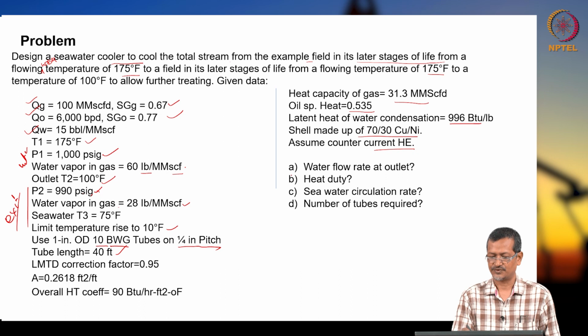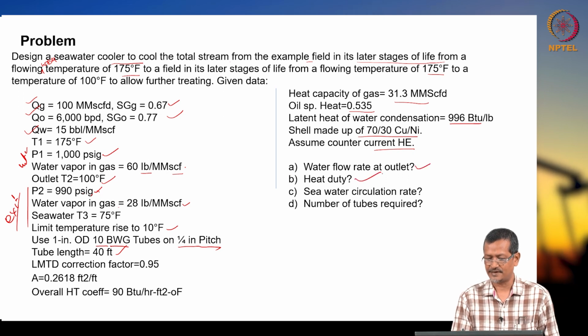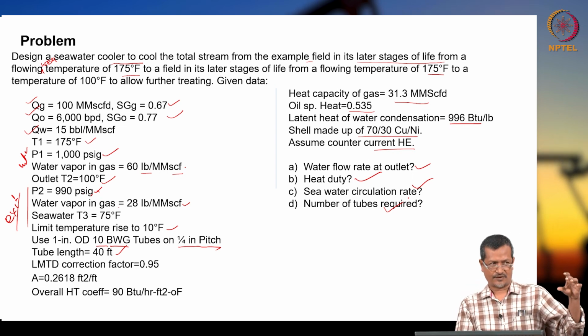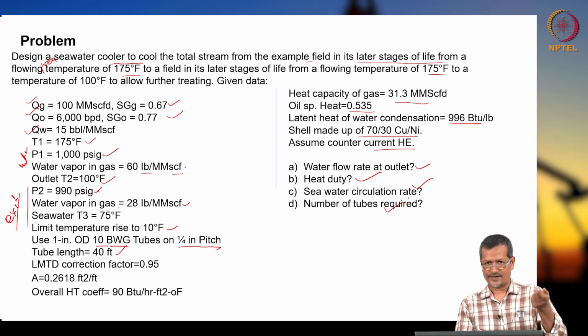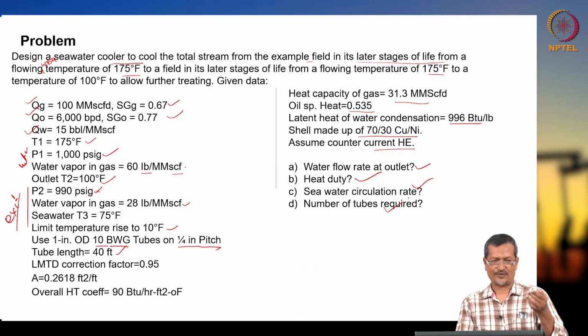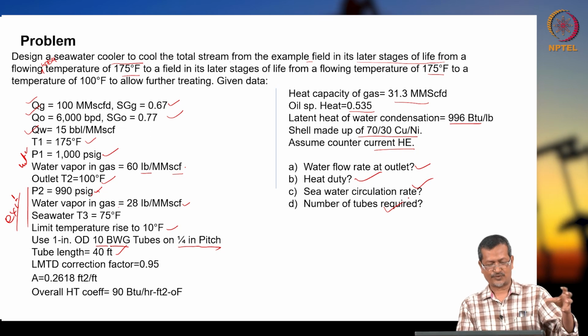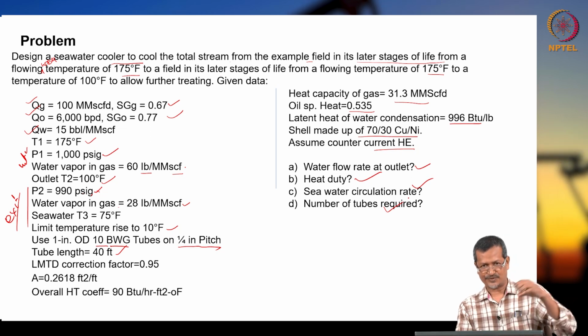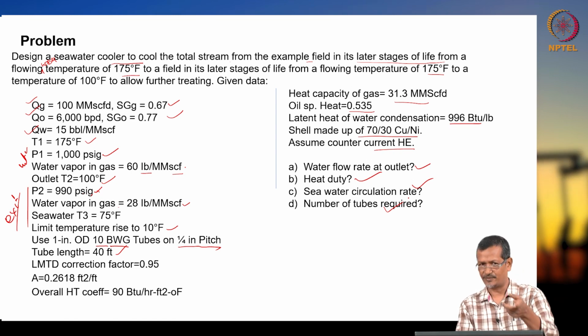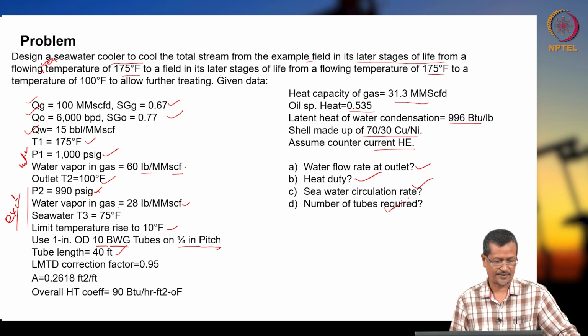Okay. So, the question is that you have to calculate water flow rate, heat duty, seawater circulation rate, and number of tubes. So, here a certain amount of gas and oil is flowing, and the oil contains a certain amount of water vapor. So, water will be condensing. So, how much total water is going out, how much total oil is going out, and how much heat will be required to reach this certain level. That you have to calculate, and the number of tubes also.